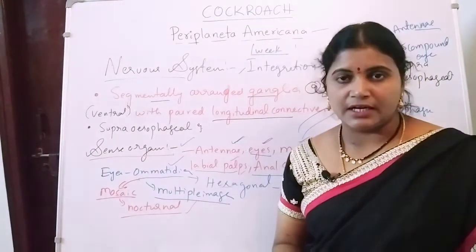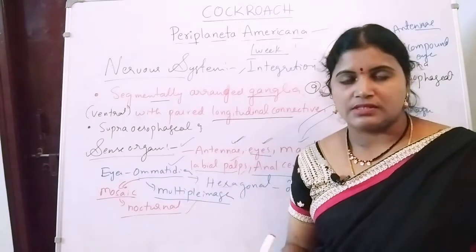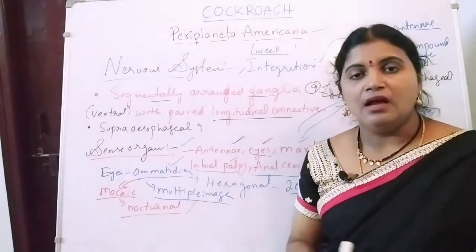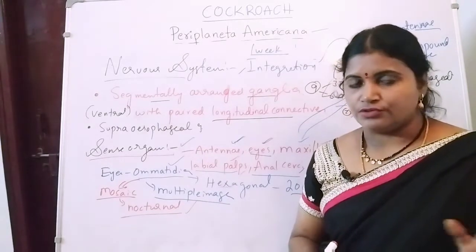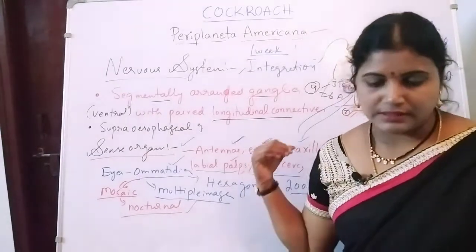Next we'll see the male reproductive system of the cockroach. Why? Because cockroaches are dioecious animals. Dioecious animals means sexes are separate, with distinct male and female characters established in the cockroach. Okay, next we'll see the male reproductive system in the cockroach. So take the screenshot, all of you.